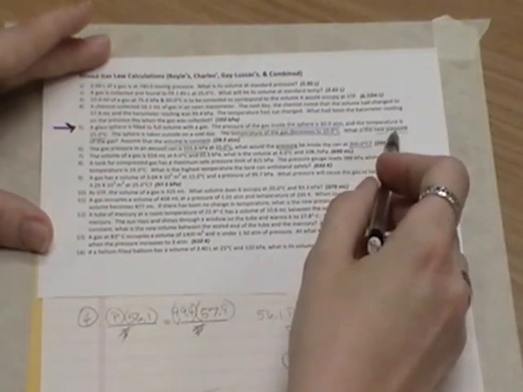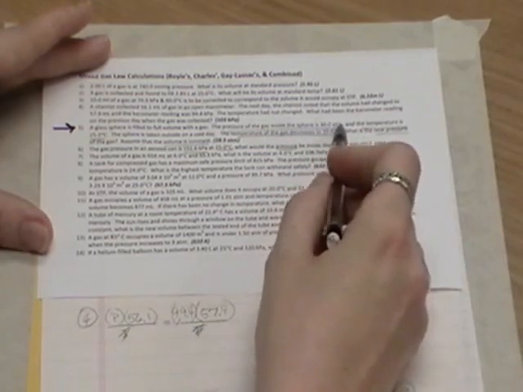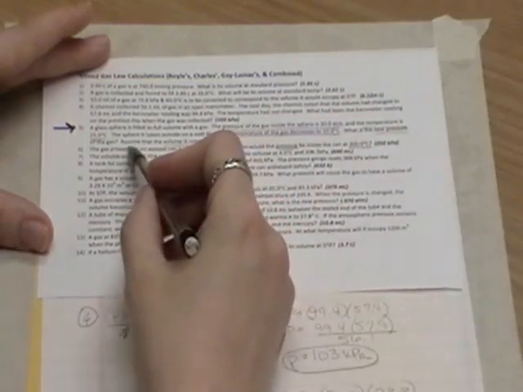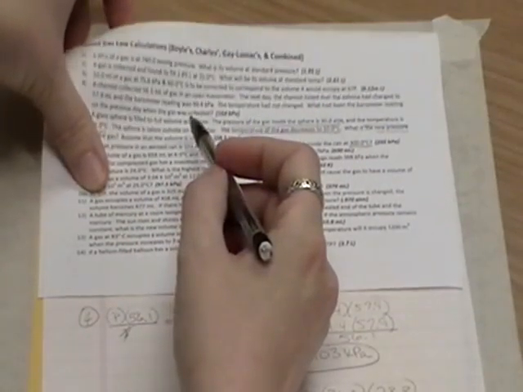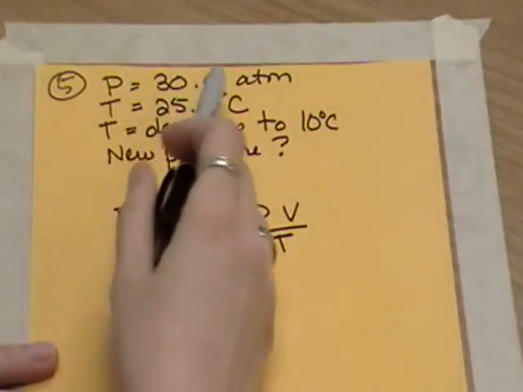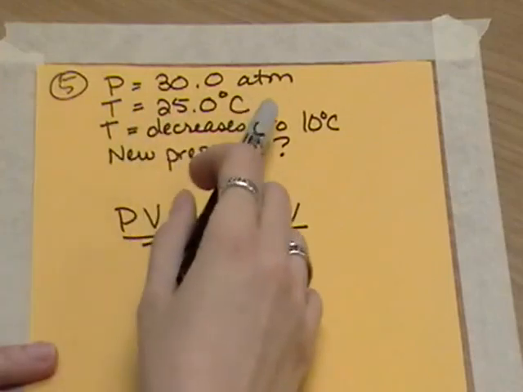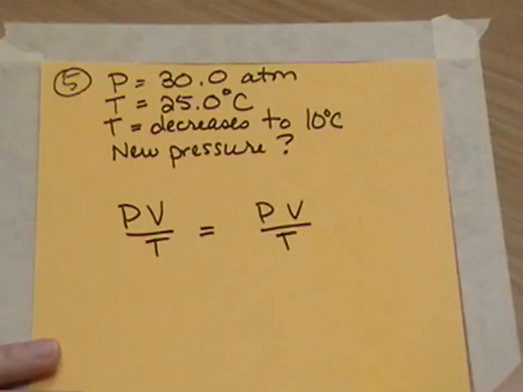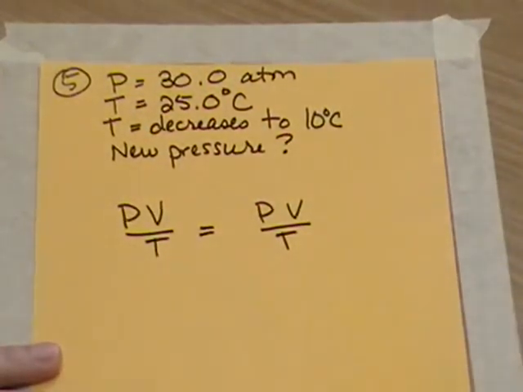I have to find a new pressure, and pressure is measured in atmospheres in this problem, so I'm going to find a new atmosphere and assume that the volume is constant. Okay, so I synthesized the information here. We got pressure 30, temperature 25, temperature decreases to 10 degrees Celsius, and what is the new pressure? There's one thing I need to change before I get going, and that is whenever I work with temperature on gas laws, Celsius isn't going to cut it. I need to work with Kelvin, the standard.